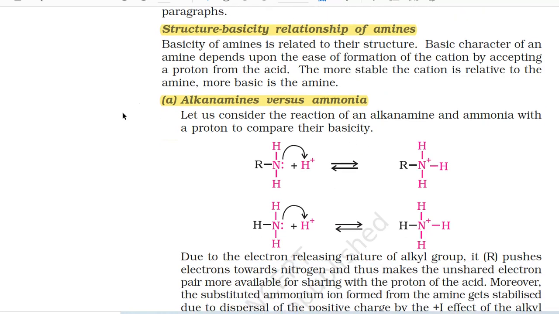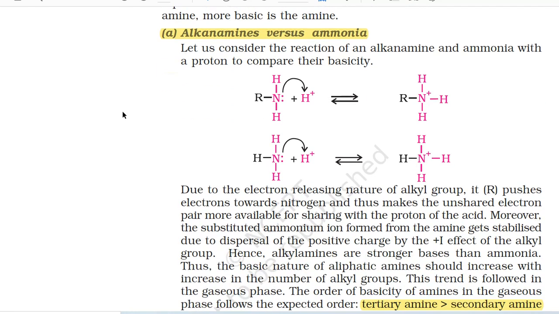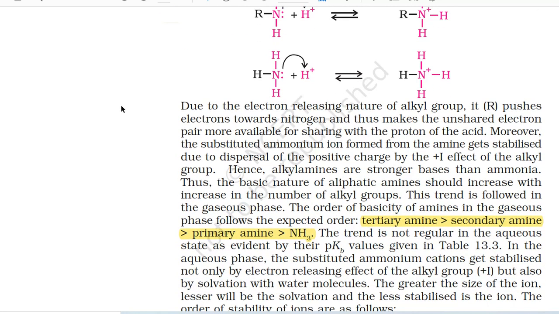A. Alkanamines versus ammonia. Let us consider the reaction of an alkanamine and ammonia with a proton to compare the basicity. Due to the electron releasing nature of the alkyl group, it pushes electrons towards nitrogen and thus makes the unshared electron pair more available for sharing with the proton of the acid. Moreover, the substituted ammonium ion formed from the amine gets stabilized due to dispersal of the positive charge by the +I effect of the alkyl group. Hence, alkyl amines are stronger bases than ammonia.